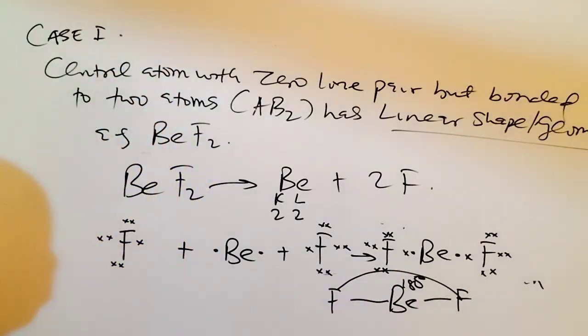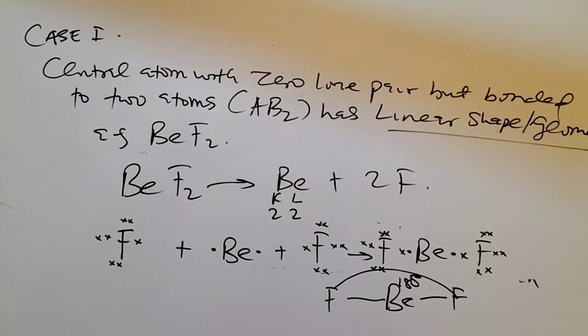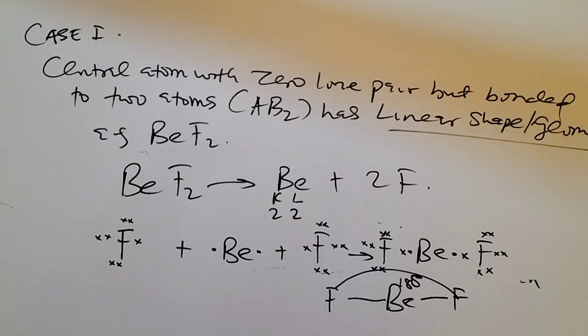The linear geometry. So when you have a central atom in a molecule bonded to 2 atoms, and the central atom has 0 lone pair, the molecule will have a linear geometry, with a bond angle of 180 degrees. Go to case 2.